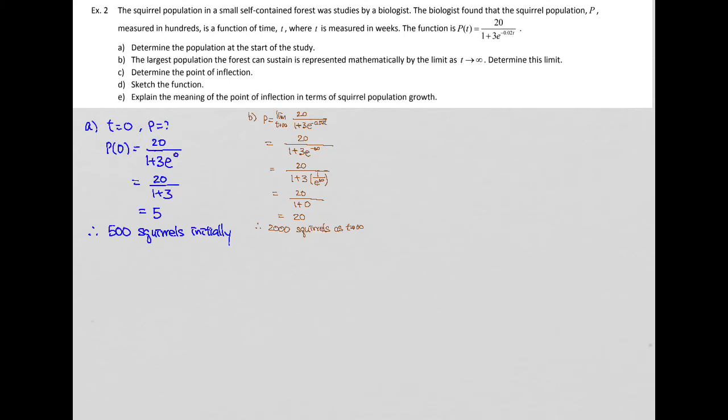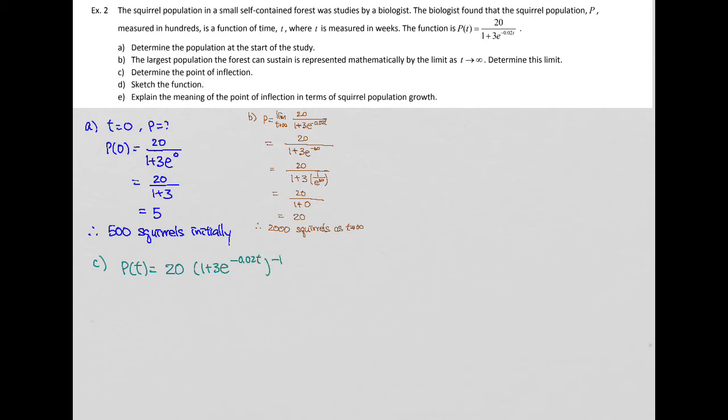Part C, they want us to find the point of inflection. And the point of inflection can be found when the second differentiation equals 0. So we're going to find the first differentiation, and then we're going to find the second differentiation, and we're going to let it equal 0. First, I am going to manipulate the original equation. So instead of writing it as a fraction, I am going to bring it up, so I can use the chain rule.